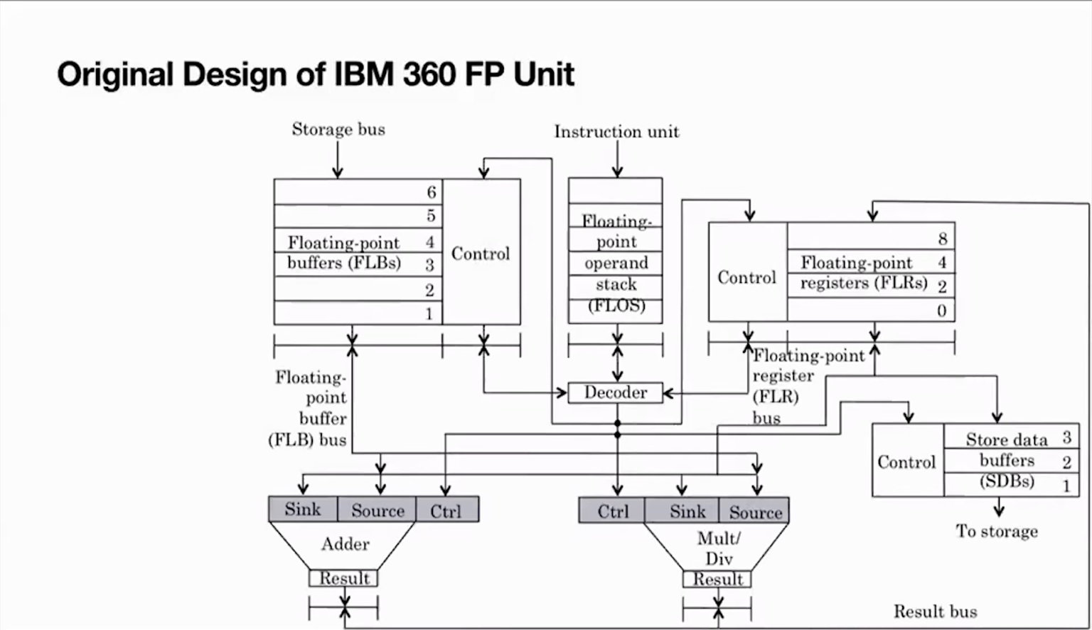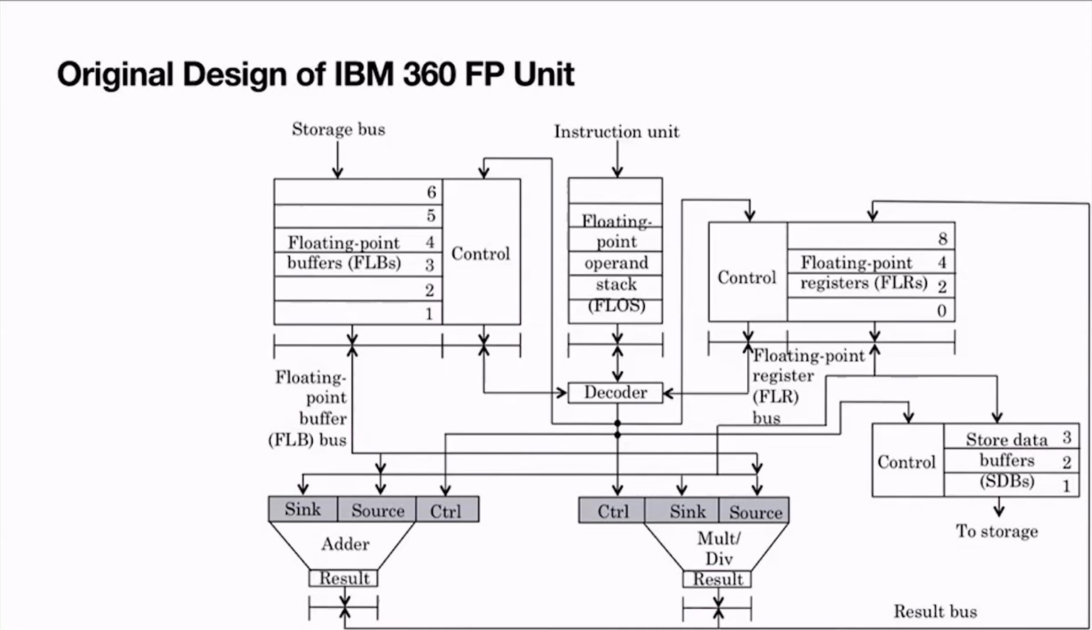So if you see, this is a floating point unit implemented in IBM 360, and it consists of a floating point adder and a multiply unit, and it takes two operands. And once the instruction is decoded, it will be sent to this floating point operand stack, FLOS. And every cycle it is going to take an instruction from this, and depending on whether it is an add instruction or a multiply/divide instruction, it will be sent to the appropriate function unit. And these function units are not pipelined.